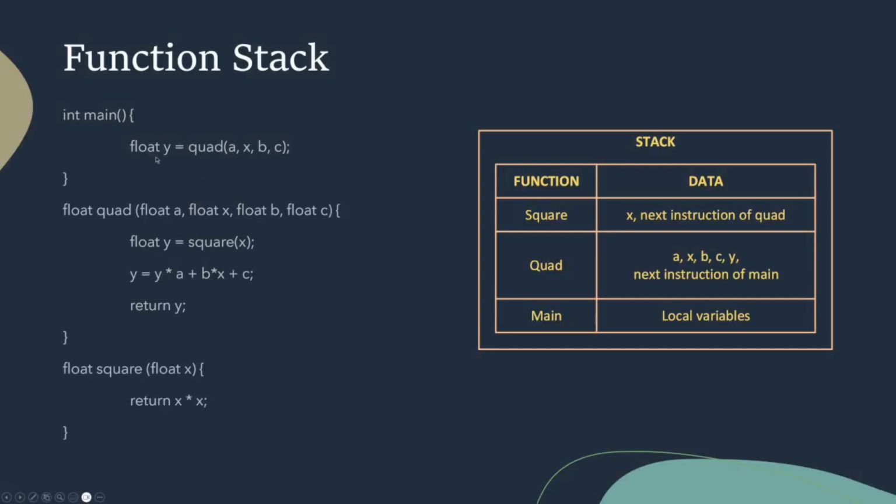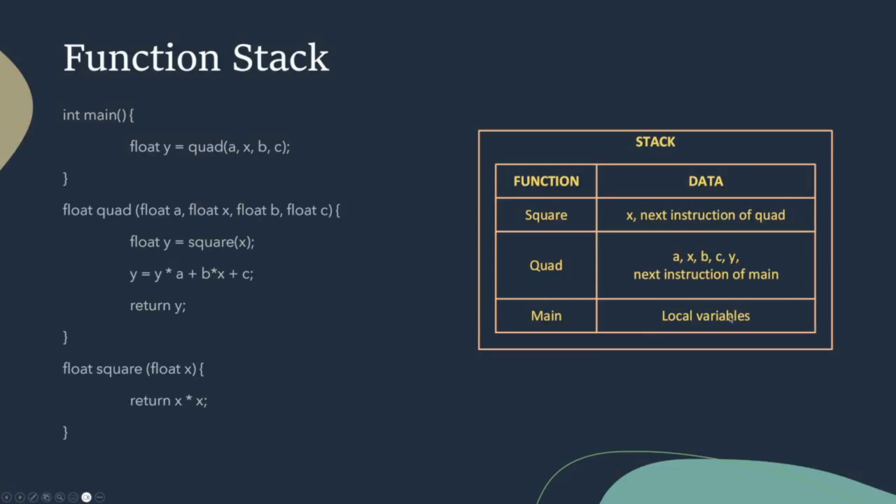So here we've got main: float y equals the quadratic equation of these variables a, x, b, and c. So we've got our quadratic equation that takes all of those variables in. We do y equals square of x, so x squared. So y equals y times a plus b times x plus c, and then we return y. And then square is just x times x, so it's the square, x squared.